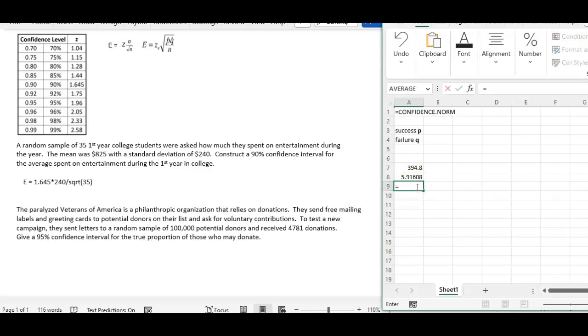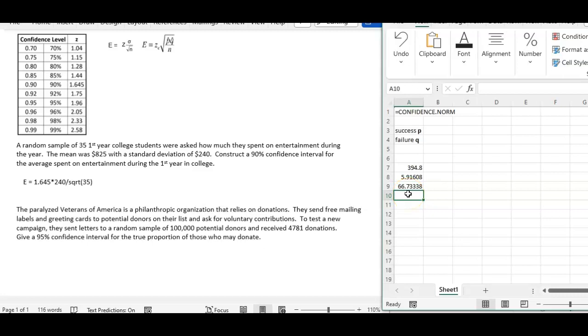And now I'm just going to divide. I'm going to point to this cell. I'm going to divide 394.8 by the 5.91608. And I get a margin of error of 66 point, we'll just say 66.73. We'll round it to that.